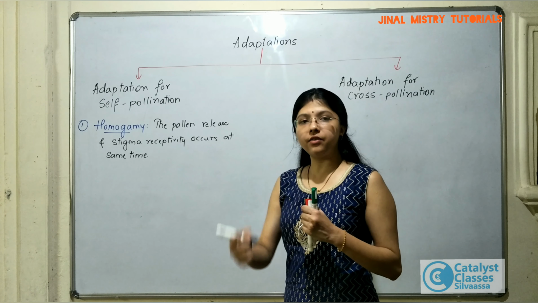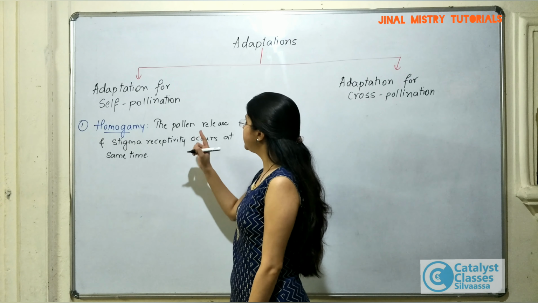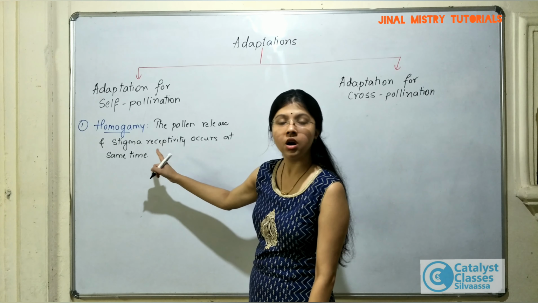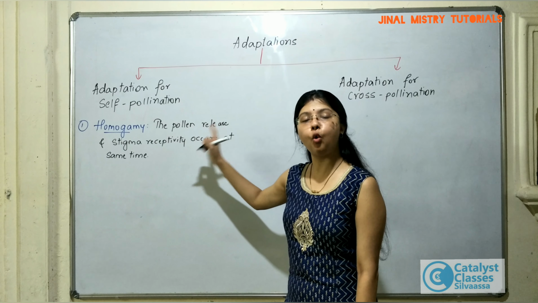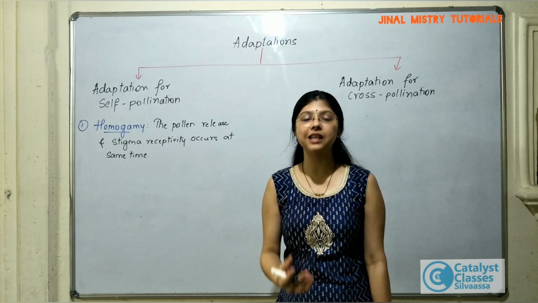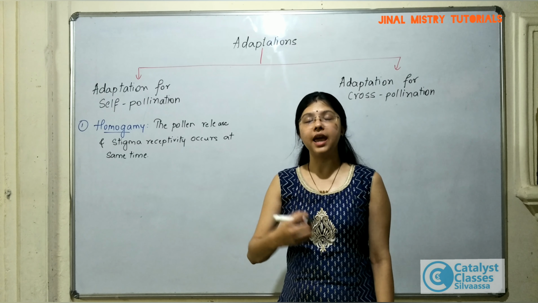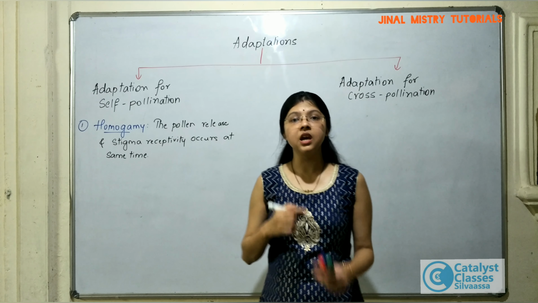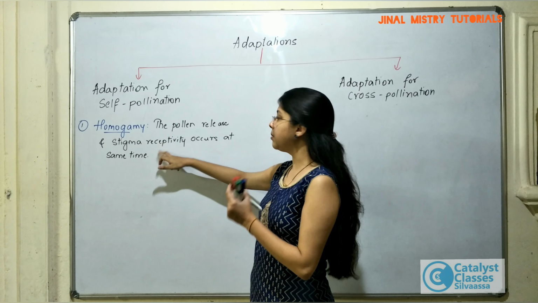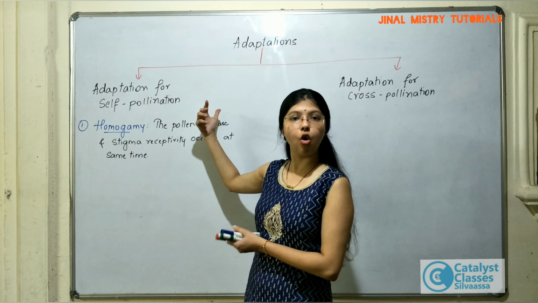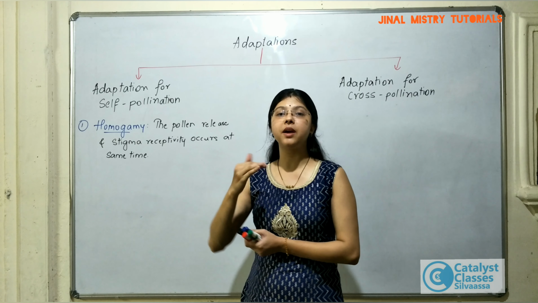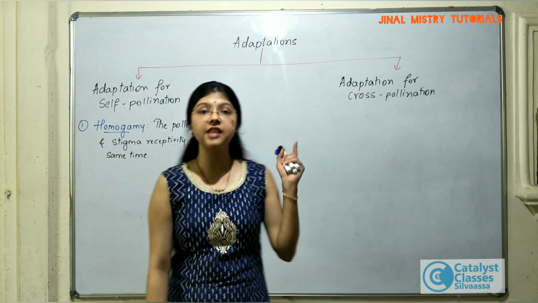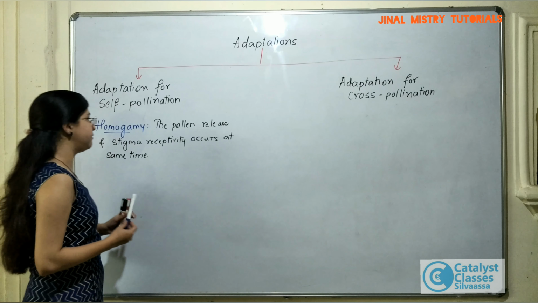So, to favor that synchronization, it should always be taken care that the pollen is released whenever the stigma is receptive, or the stigma should become receptive only when the anthers dehisce to release the pollen grains. Otherwise, it will be like the stigma is receptive first but the pollen is not releasing, or the pollen grains are released but the stigma is not receptive. If these conditions take place, then homogamy, or self-pollination, cannot be favored.